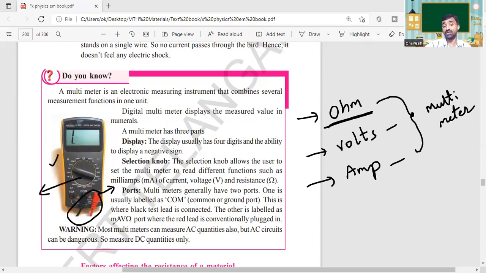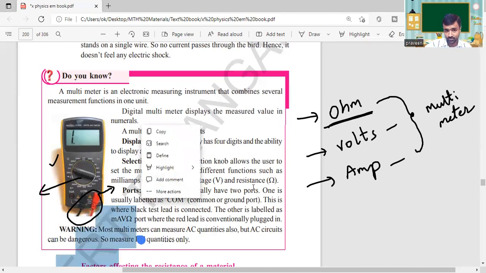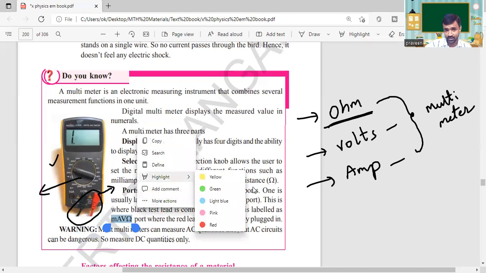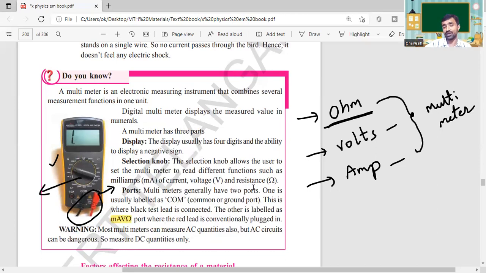Red is always connected to milliampere, volts, and ohms also, right? Milliampere, volt, ohms. This will be connected with the red port. Then the black colored port is connected to common, right? That is connected to common.